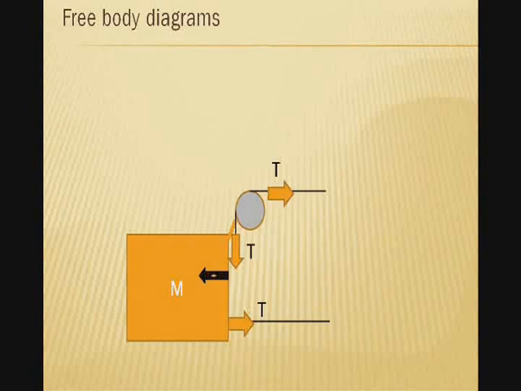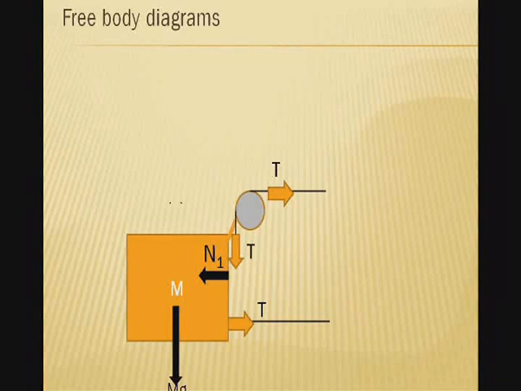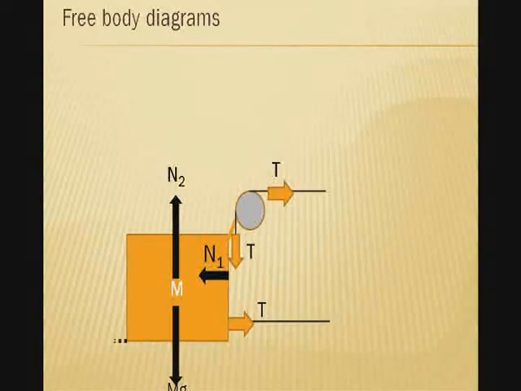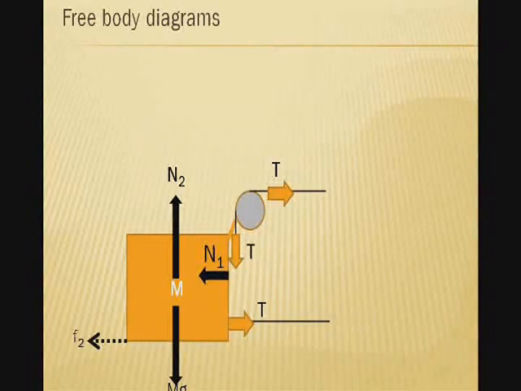And also the normal reaction is acting on the block, which is the pushing force of the block small m. Let's say this is N1. And the gravitational force acting on this block is mg, that is downward, and the normal reaction force because of the floor is acting on this block in the vertical upward direction. And a friction force is acting in the backward direction, that is F2.